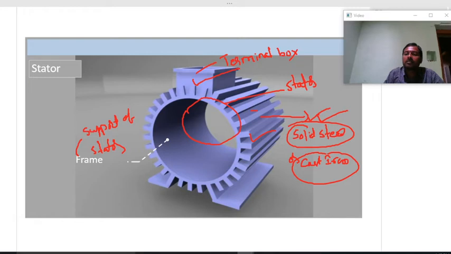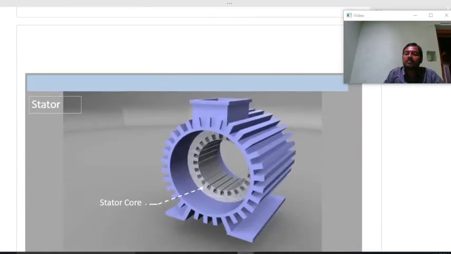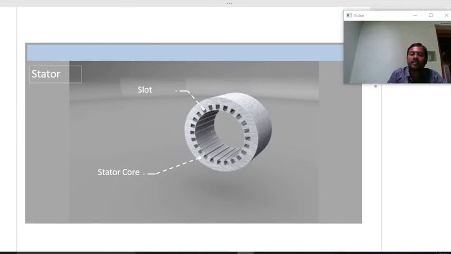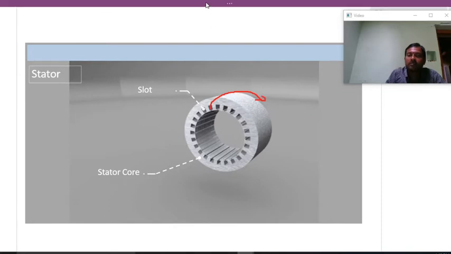Next, let us see the stator. This is the stator core, which is laminated. The material used for this stator core is silicon steel. Look at these slots. You can see these are the slots. If I observe the slots, let us zoom in on that one.